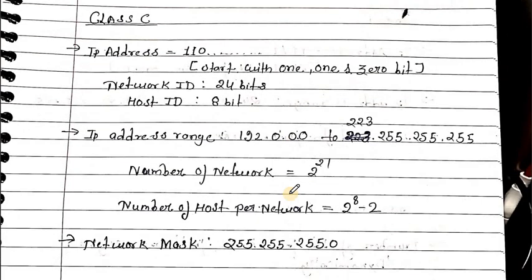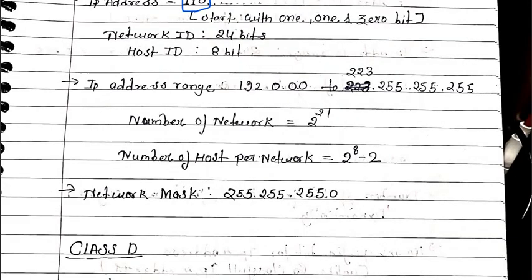So in a class C IP address, the first 3 bits are fixed: 110. Okay, you must remember 110. The first 3 bits are fixed in a class C IP address. So here in a class C IP address, the network ID is 24 bits and the host ID is 8 bits.